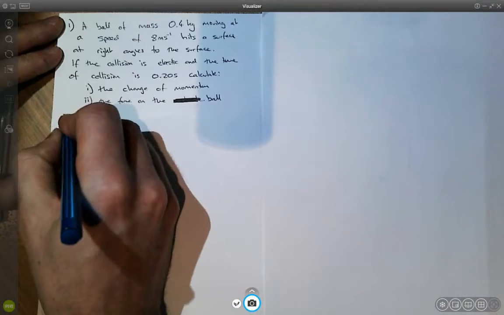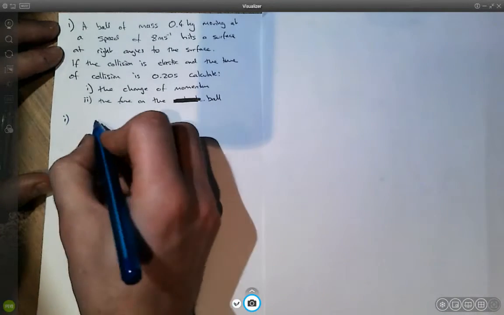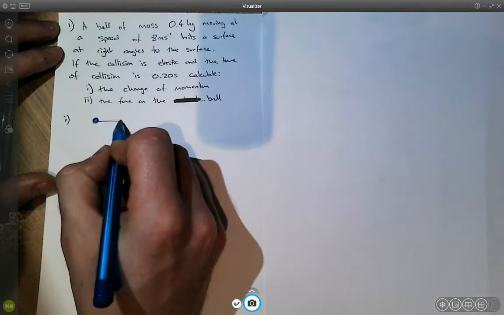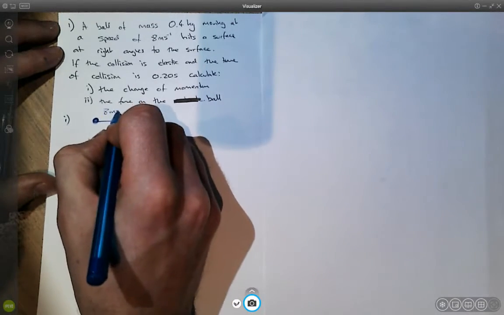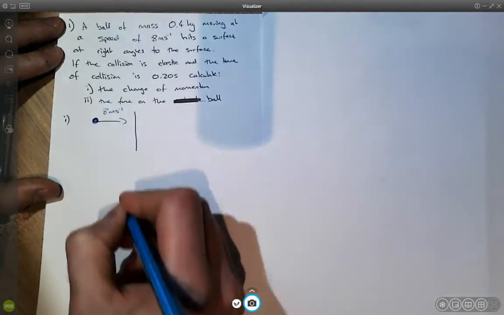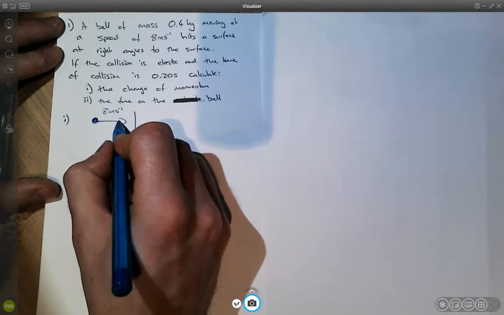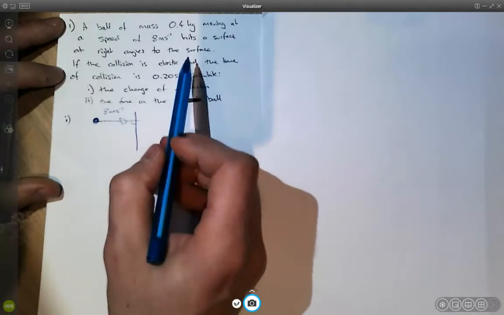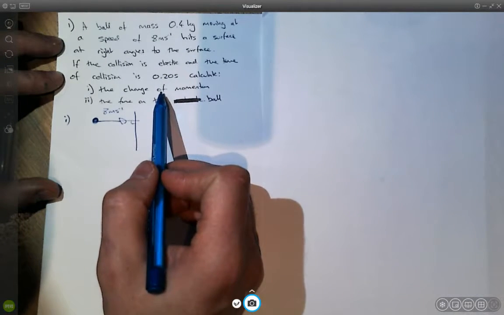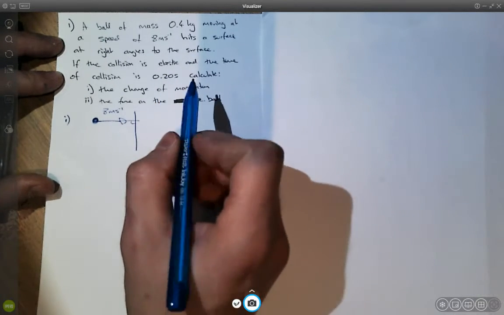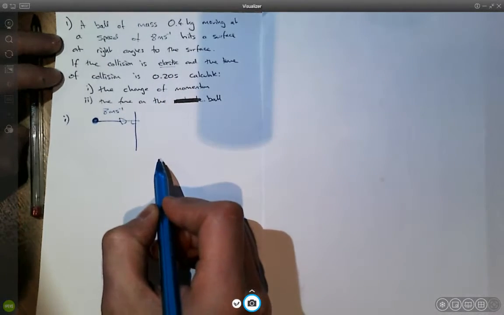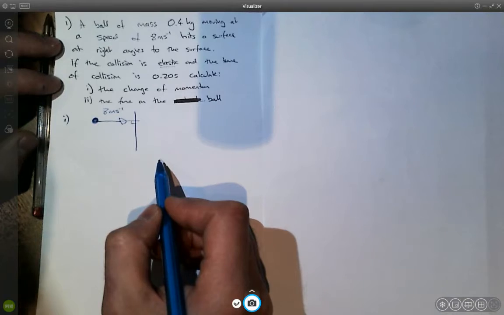In part I, we're asked for the change of momentum. So what's happening? We've got a ball moving at a speed of 8 meters per second, and then it hits a surface at right angles, and it rebounds off the surface, and kinetic energy is conserved because it's an elastic collision. Calculate the change of momentum.